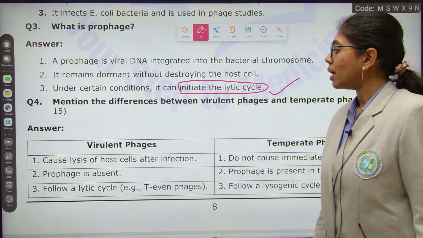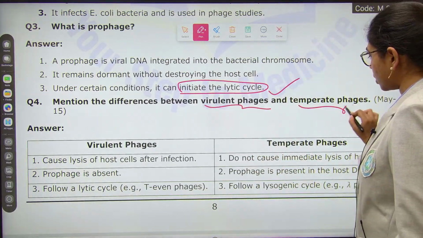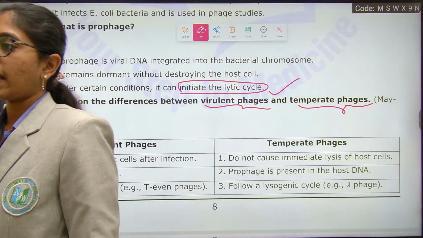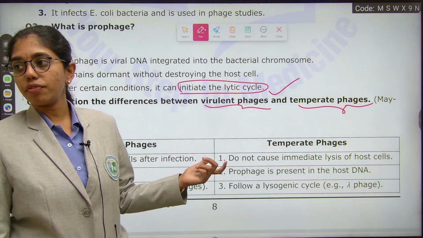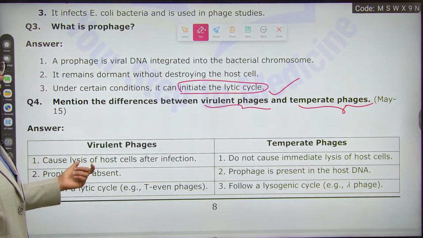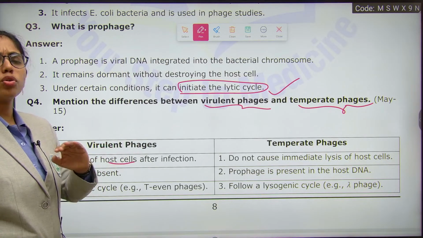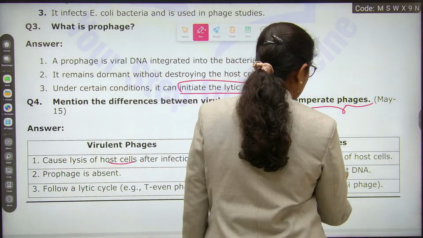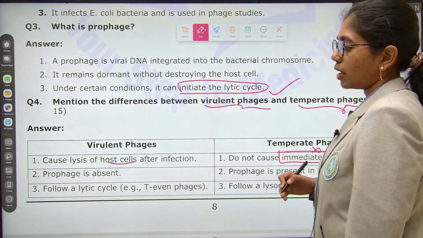Then mention the differences between virulent phages and temperate phages. This question is also in connection with the lytic and lysogenic cycle. Virulent phages cause lysis of the host cell after infection, whereas temperate phages do not cause any immediate lysis.